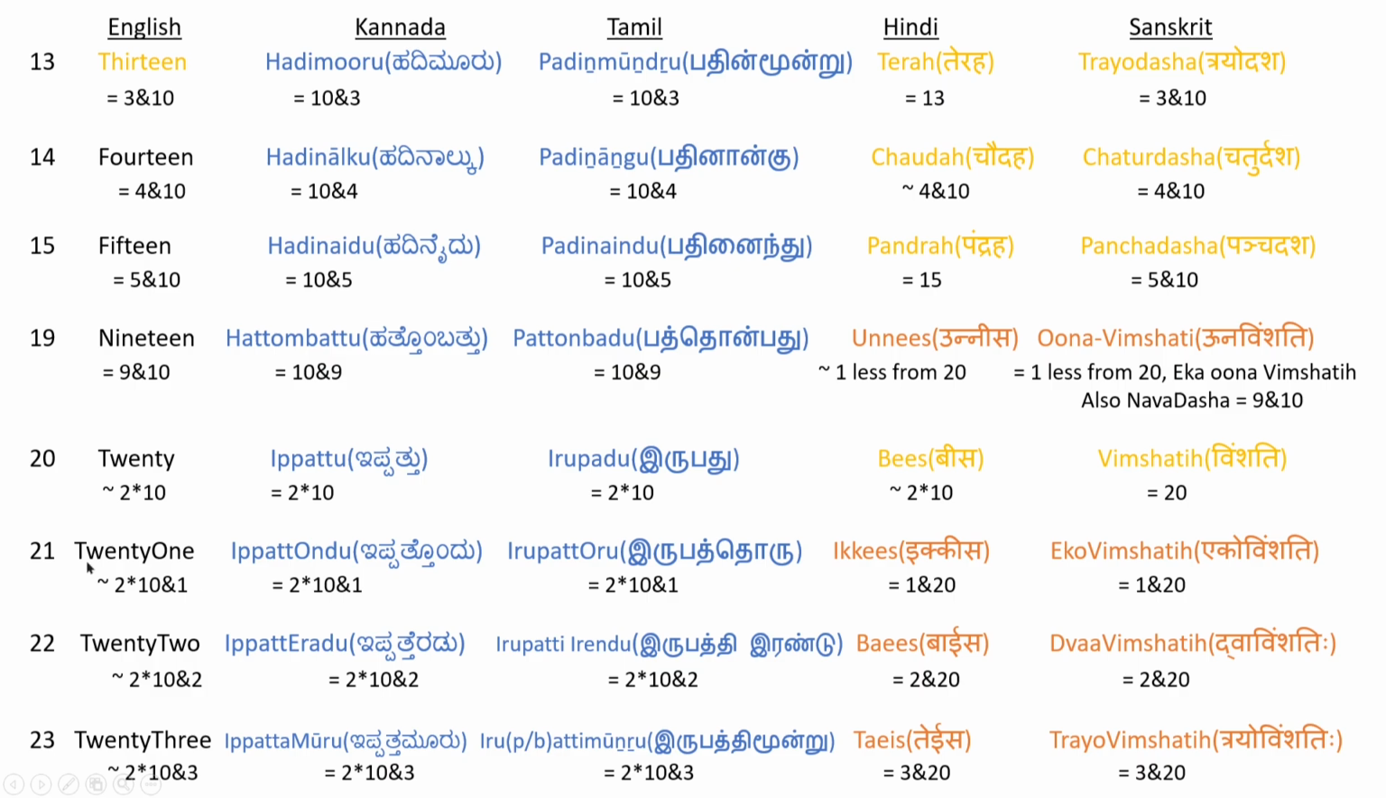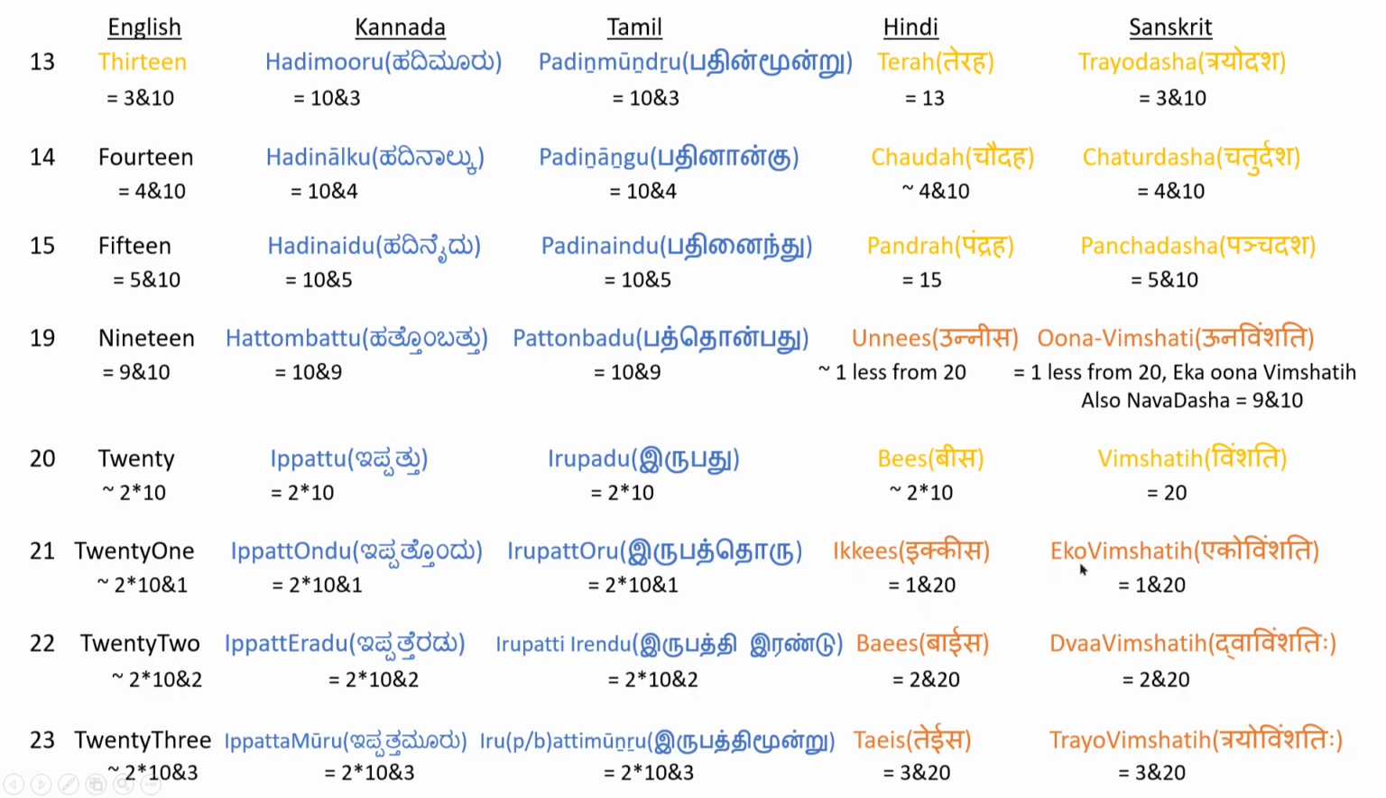So 21 is 2 into 10 plus 1, 2 into 10 in English, similar format in Kannada, similar format in Tamil, 2 into 10 plus 1, 2 into 10 plus 2, 2 into 10 plus 3. In Sanskrit it's reversed, it's Eko Vimshati, it's 1 and 20. Eko is 1, Vimshati is 20, and 20 is a unique word, it's not a derivative of 2 into 10, it's a new word, that's why it's described as grouping by 10. But Kannada and Tamil are proper decimal systems here, up to here.